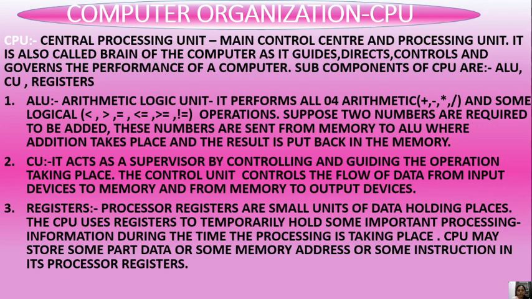Then registers. Processor registers are small units of data holding places. The CPU uses registers to temporarily hold some important processing information during the time of processing. CPU may store some part of data or some memory address or some instruction in its processor register. So these are the three subparts of CPU.